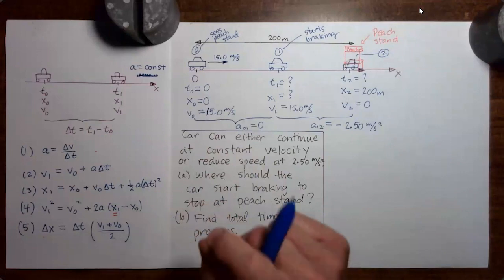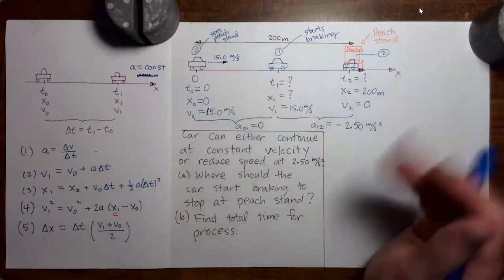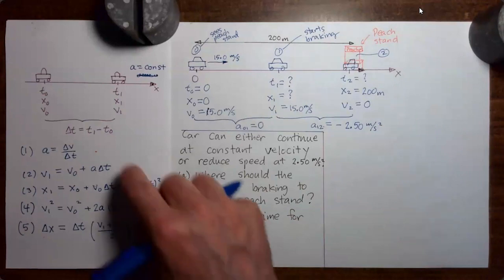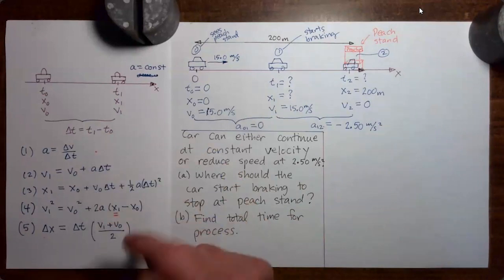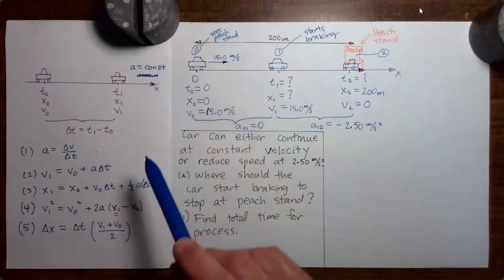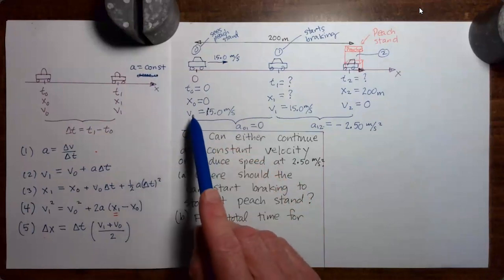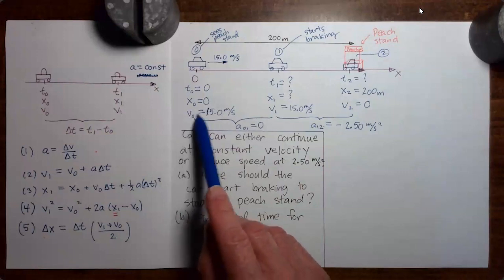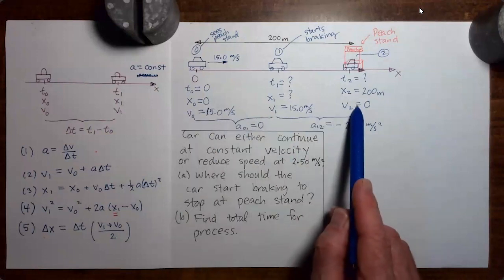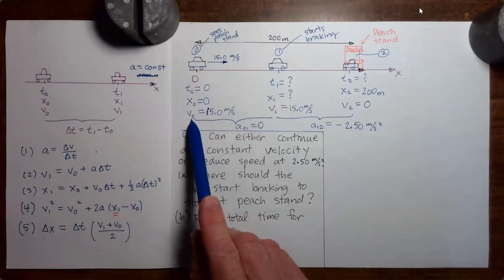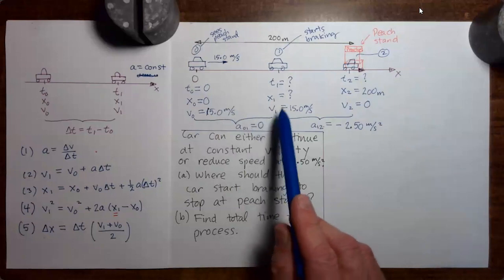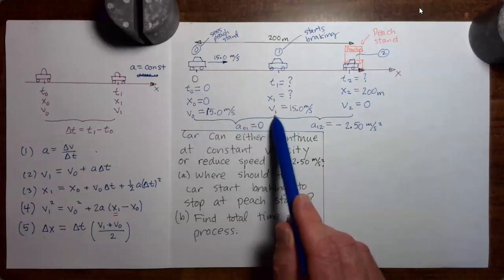But since this is our first problem with the 3 moments of interest, let's think a little bit more about what's going on here. These equations apply only when the acceleration is constant. In this problem, we do not have constant acceleration all the way from moment 0 to moment 2. We have constant acceleration from moment 0 to moment 1, and we have constant acceleration from moment 1 to moment 2.